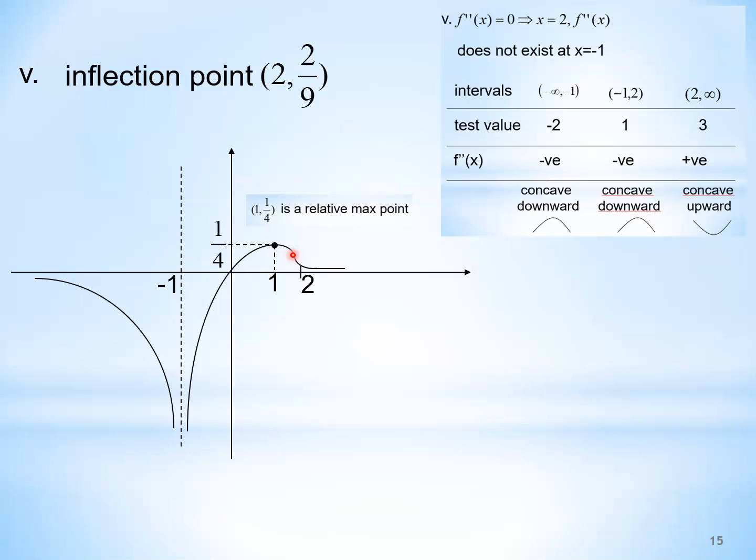2, somewhere around here. 2, 2, 9. 2 over 9 over here, and this is your relative maximum. Don't forget to label your graph.